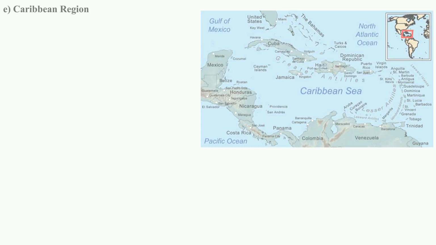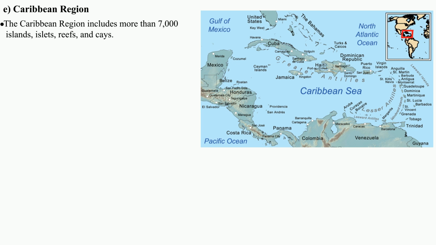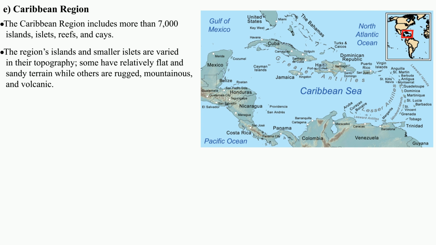Now the next one is the Caribbean region. You all know the West Indies team in cricket. The West Indies team includes the various states of the Caribbean region, and for more reference you can look at the map. The Caribbean region includes more than 7,000 islands, islets, reefs and cays. The region's islands and smaller islets vary in their topography.